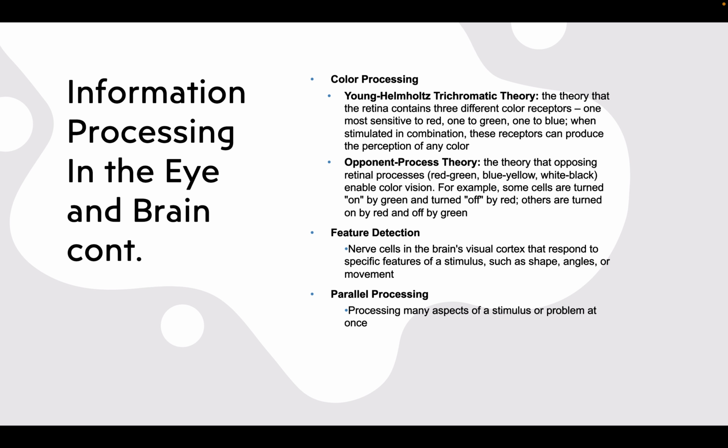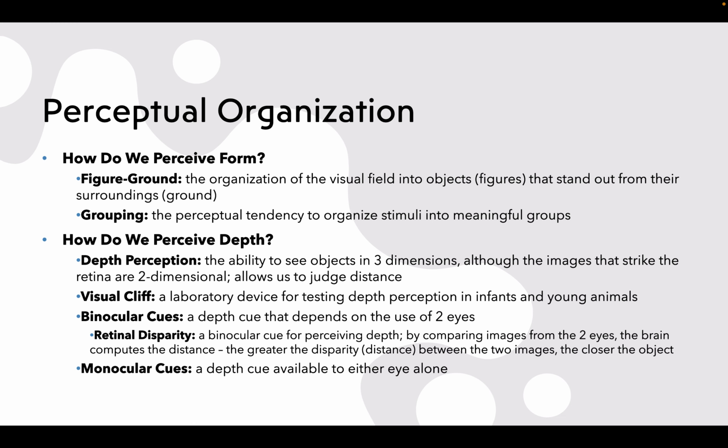So the next part is perceptual organization. So how do we perceive form? We do this in a few different ways. There is figure-ground, a way of perceiving form, which is the organization of the visual field into objects, which are the figures that stand out from the surroundings, the ground.